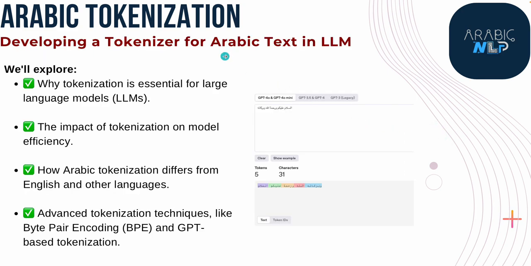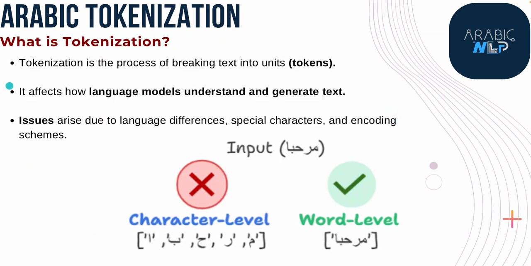So today we are going to explore why tokenization is essential for LLMs, and then the impact of tokenization on model efficiency. We will see some code examples and how Arabic differs from English and other languages. And we are going to see how to build an Arabic tokenizer for language models. So here we go.